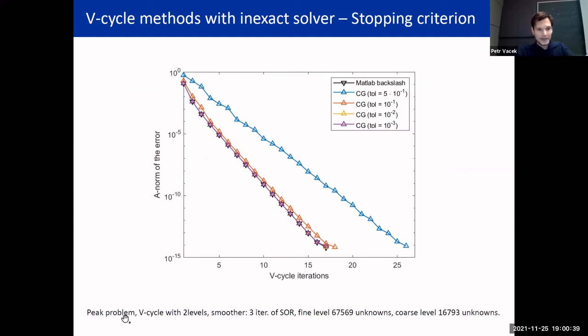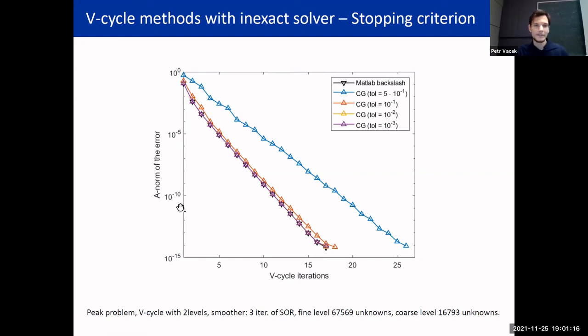We consider the peak problem with the V-cycle method with 2 levels. The smoothing on the fine level is done by 3 iterations of SOR. And we consider 4 different variants of the solver on the coarsest level. MATLAB backslash is a direct solver, which is exact up to machine precision. And then we consider CG, the conjugate gradient method, with the relative residual stopping criterion with different tolerances.